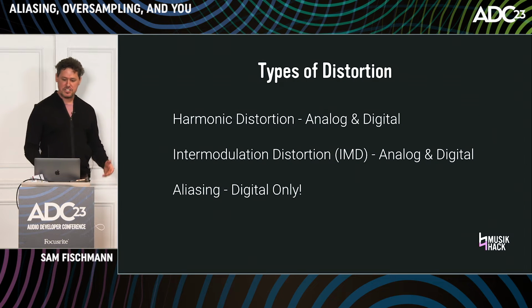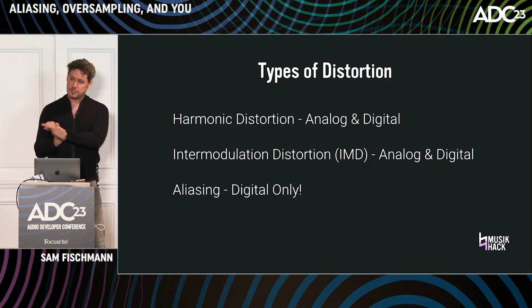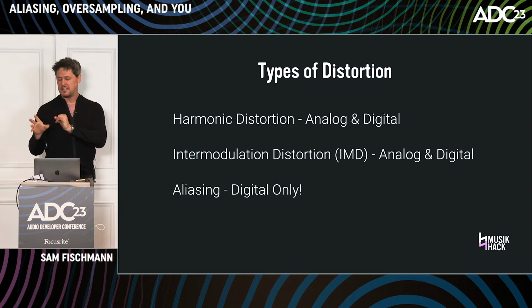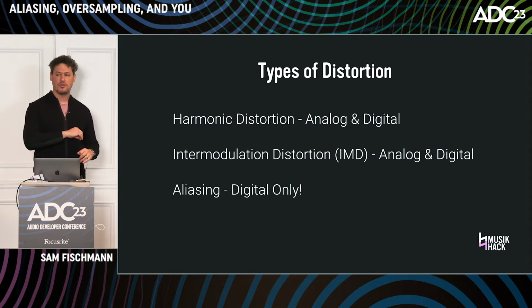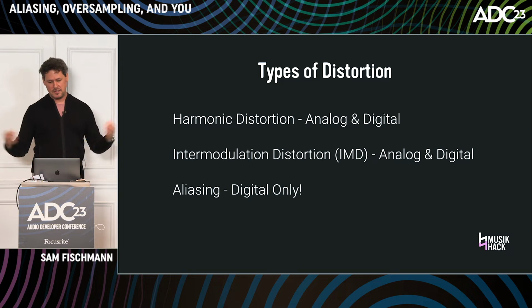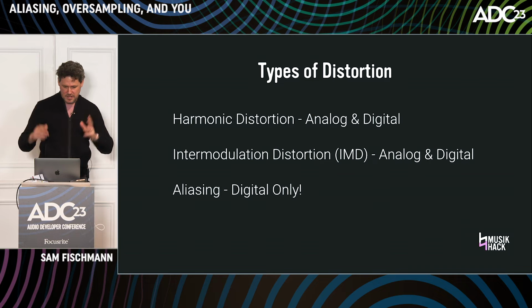So let's talk about the shapes that we have, different kinds of distortion, right? There's harmonic distortion. We have harmonic distortion that exists in the analog and in the digital realm, right? So if you have a piece of gear, you run something through it, it's also going to have harmonic distortion, right? That's what's pleasing about it. It's why people always talk about tubes and their even harmonics, right?